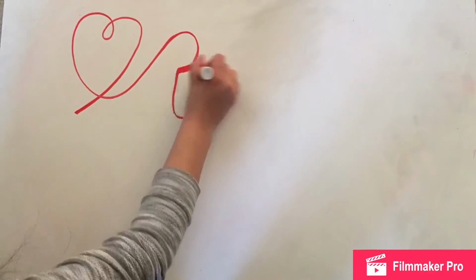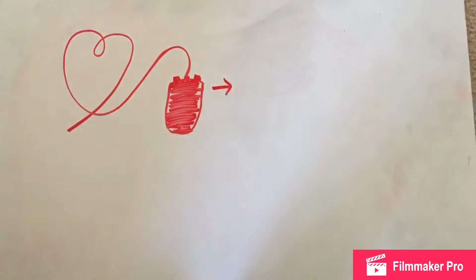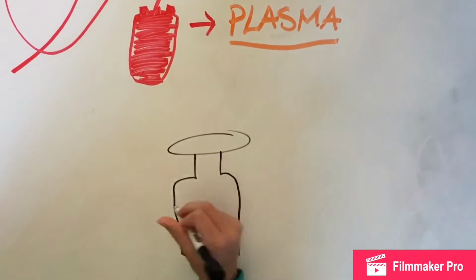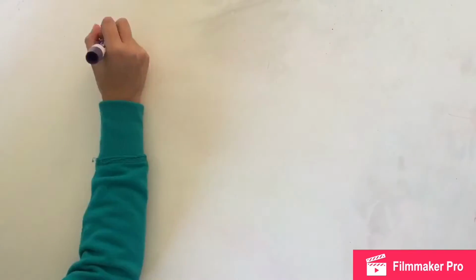Treatments include clotting factor concentrate, where the clotting factors from human plasma are separated. Others are cryoprecipitate, fresh frozen plasma, and desmopressin.